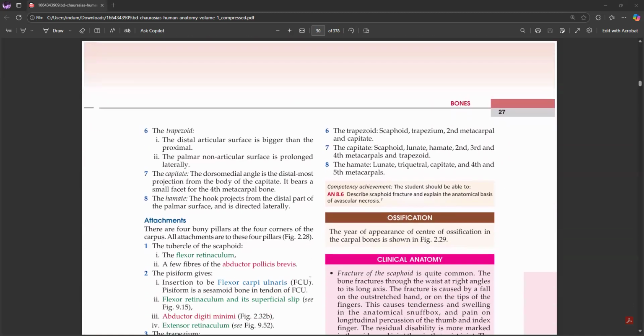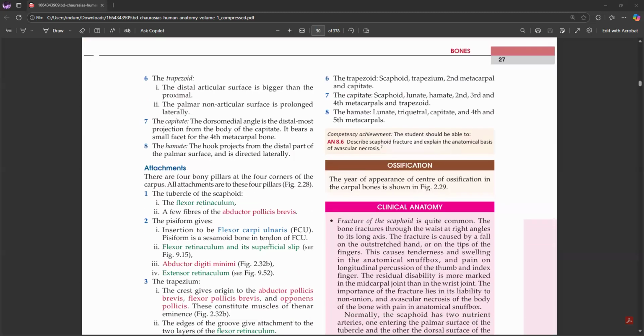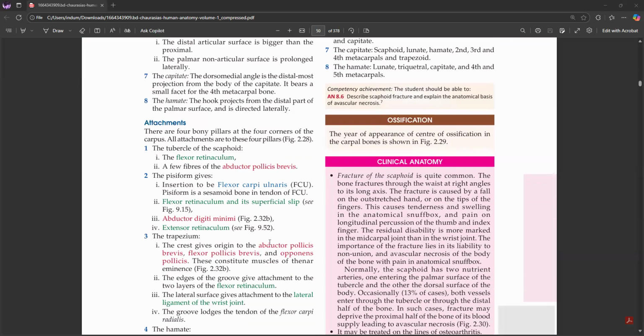Number 6. The trapezoid. The distal articular surface is bigger than the proximal. The palmar non-articular surface is prolonged laterally. Number 7. The capitate. The dorsomedial angle is the distal-most projection from the body of the capitate. It bears a small facet for the fourth metacarpal bone. Number 8. The hamate. The hook projects from the distal part of the palmar surface and is directed laterally.